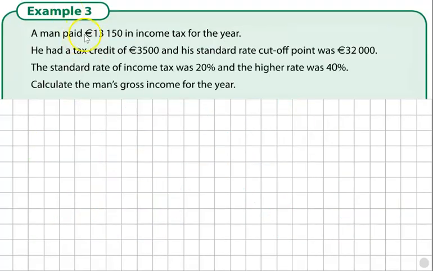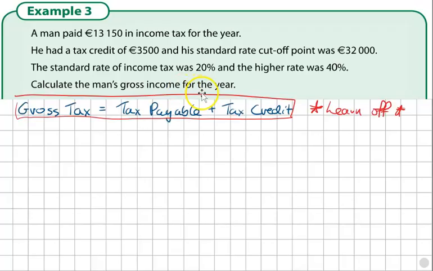Example 3. A man paid €13,150 in income tax for the year. He had a tax credit of €3,500 and his standard rate cut-off point was €32,000. The standard rate of income tax was 20% and the higher rate was 40%. Calculate the man's gross income for the year.